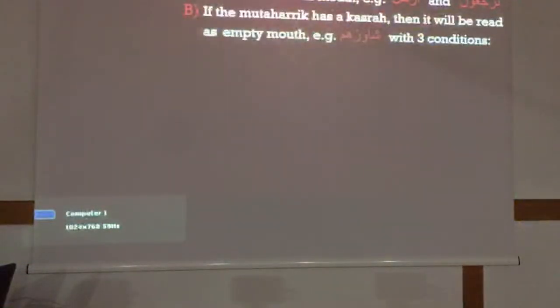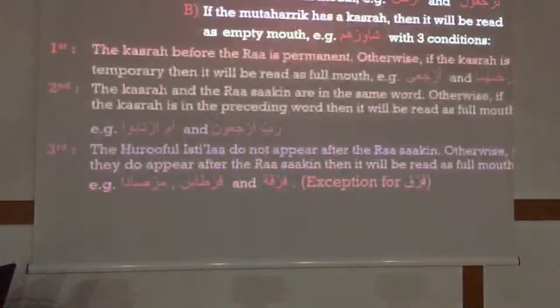Now, what are those 3 conditions? I want us all to go through them nice and slowly. If anyone doesn't understand anything, please let me know, inshallah, and I'll repeat it and try to explain it as much as I can, okay? Now, what are the 3 conditions? They're on the board and they're on your paper. The first condition, we'll understand it bit by bit, okay? The first condition is that the kasra before the ra is permanent.